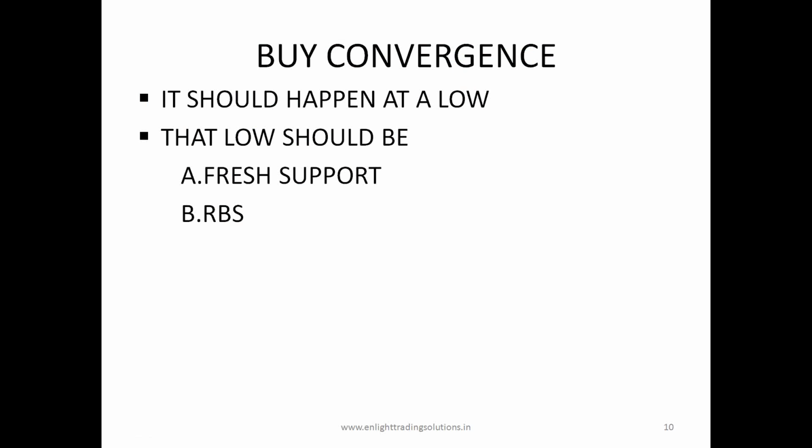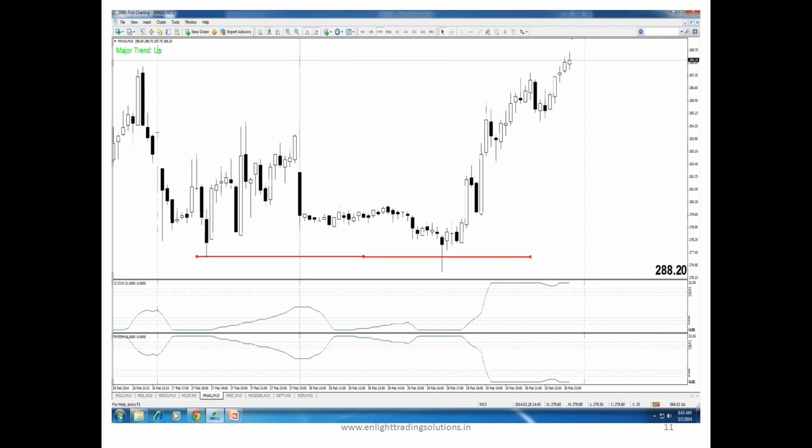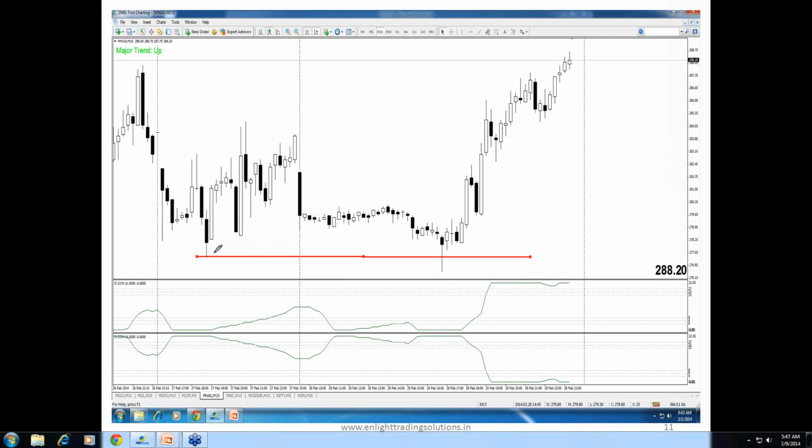So we have two types of convergence, buy convergence. So if you see, this is a buy convergence. This is a reference point. This is a fresh support. So there is a convergence, the time to buy, your target exit when it reaches extreme area.